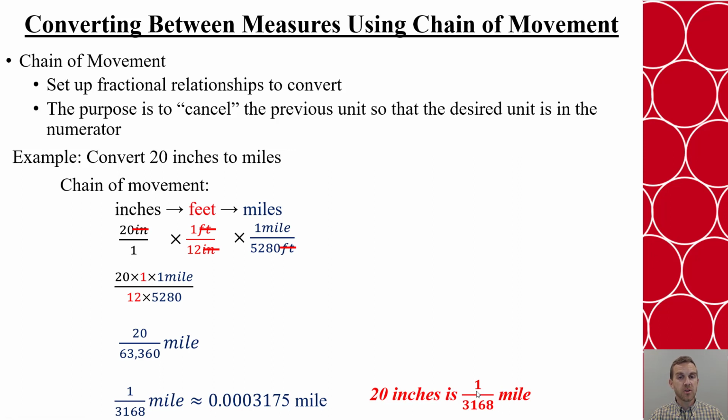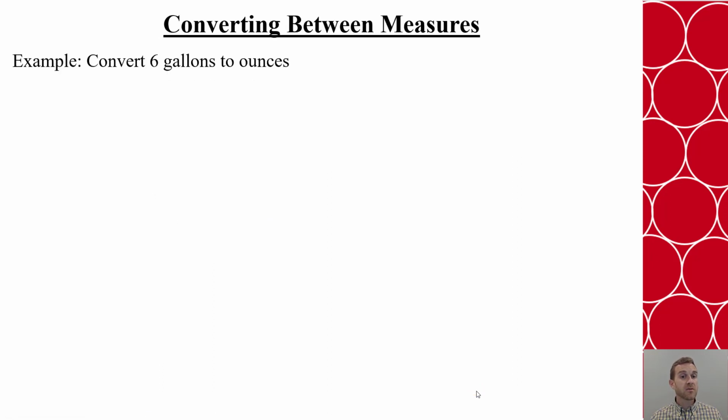Let's look at just a few more examples. Say I want to convert 6 gallons to ounces. Now, I'm going to use the proportional relationships for this example. So if I am going to do this, I need to first look at my relationships. How am I going to go from gallons to ounces? So I can go back to that sheet of all the conversions.